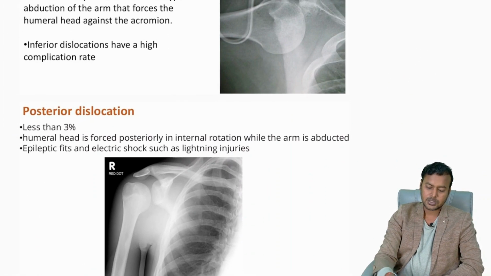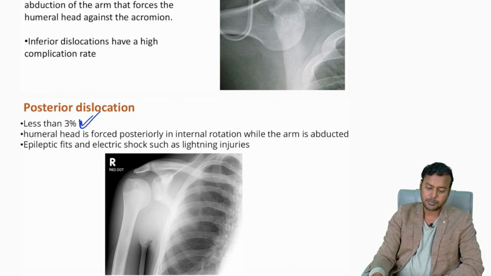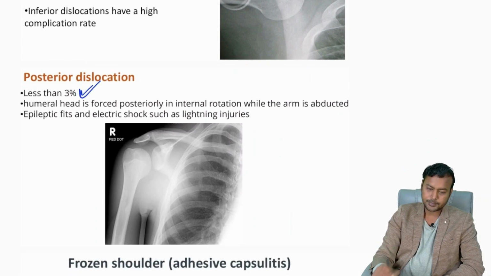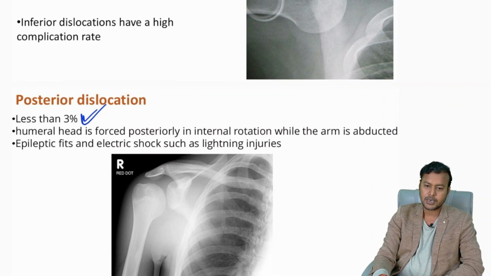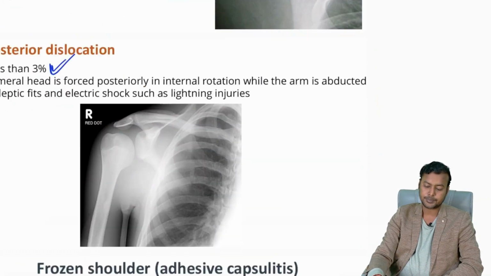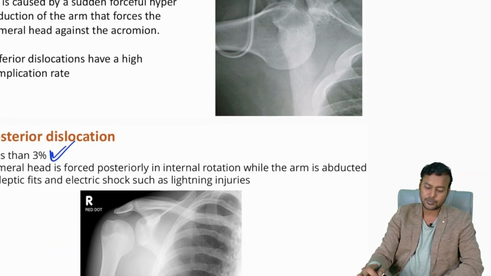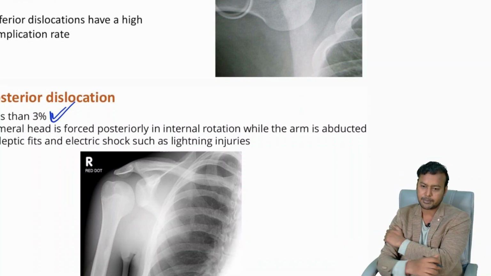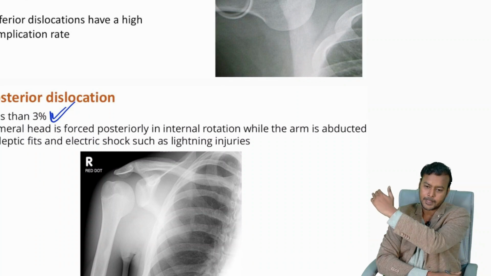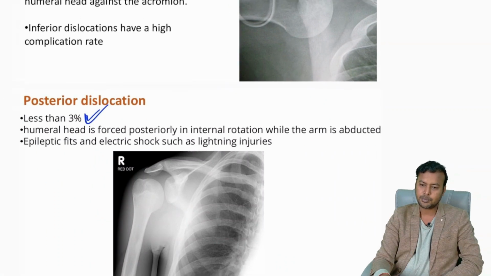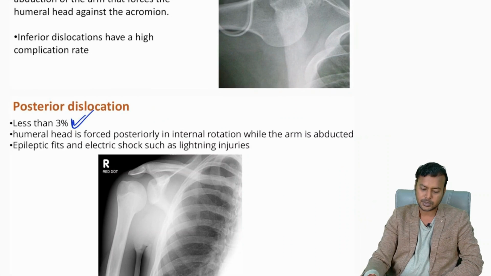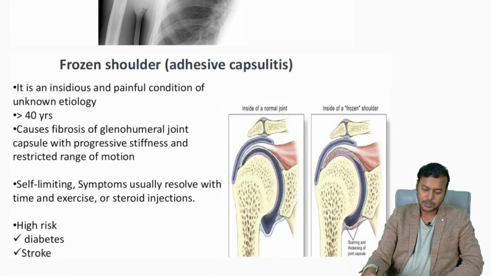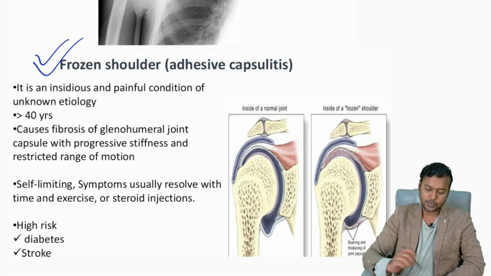Posterior dislocation occurs in less than 3%, and this occurs when the humeral head is forced posteriorly in case of internal rotation. So when the arm is abducted, internally rotated, and sudden posterior force is applied, it leads to the posterior dislocation of the shoulder joint.